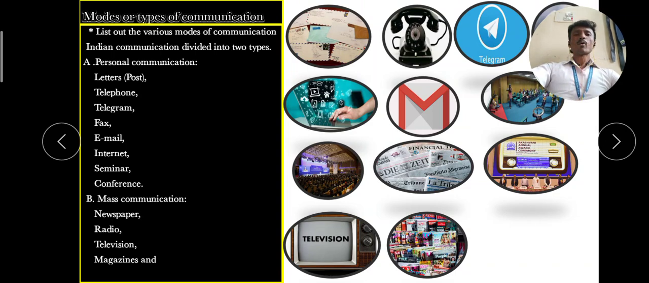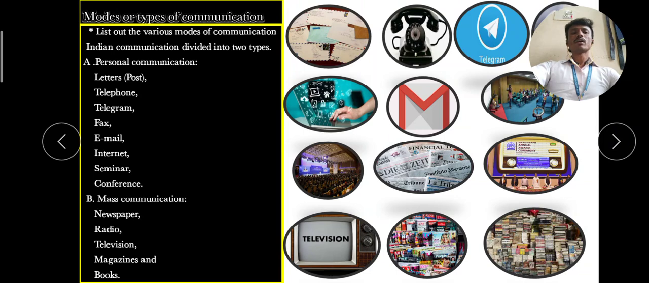So the modes or types of communication are available in two types: personal communication and mass communication. Personal communication examples: letters, telephone, telegram, fax, email, internet, seminar, conference. Then mass communication: newspapers, radio, television and magazines. These are all very essential, and even books also.